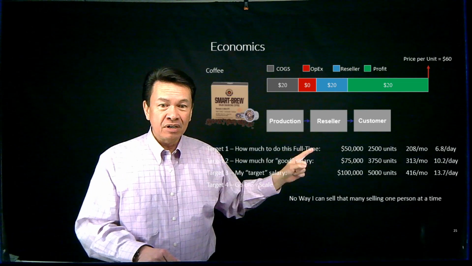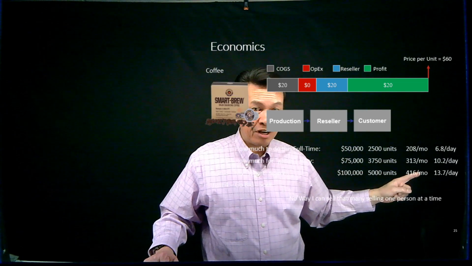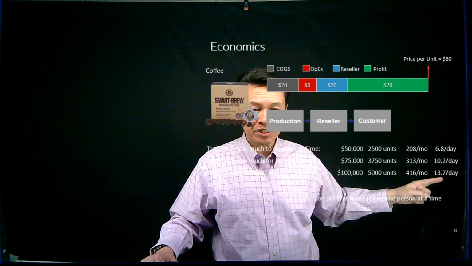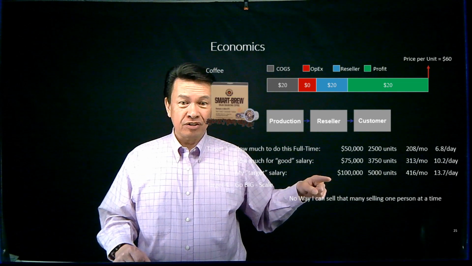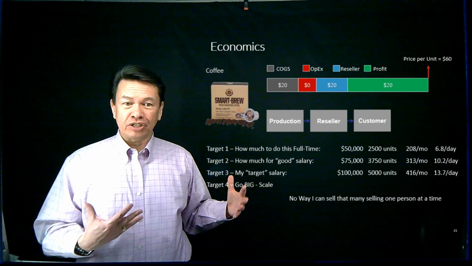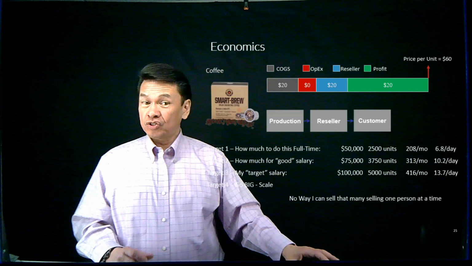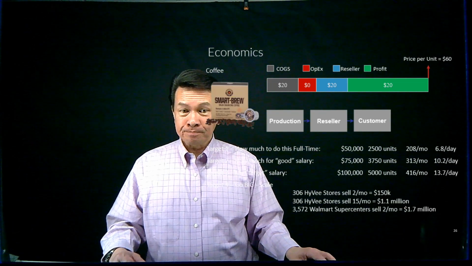If I'm going to get to $100,000, I need to sell 13, almost 14 of these every day, in order to get my $100,000 figure. That means I really need some good distribution in order to make that happen, okay? It's not impossible. It happens a lot.